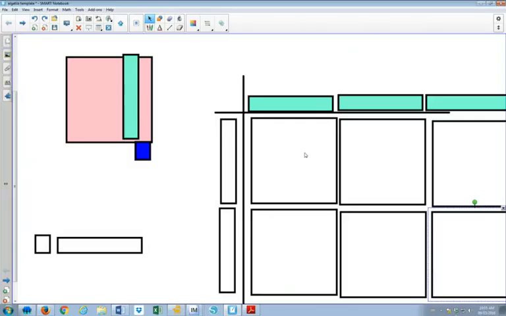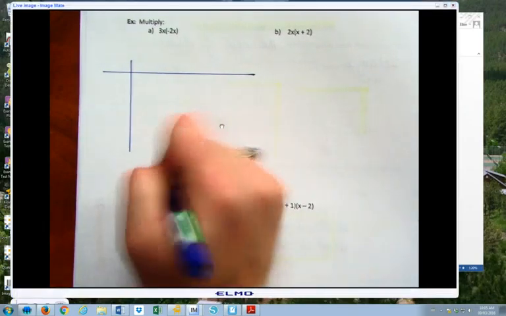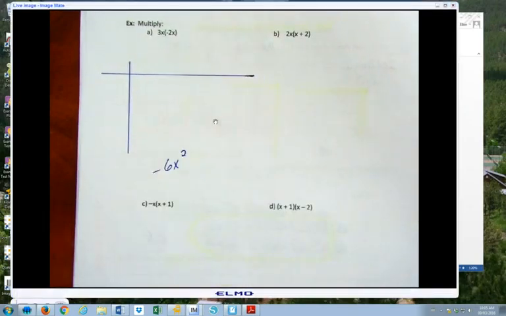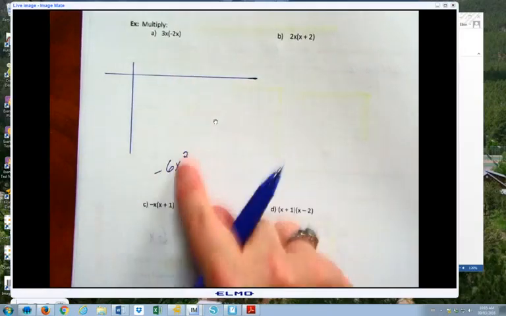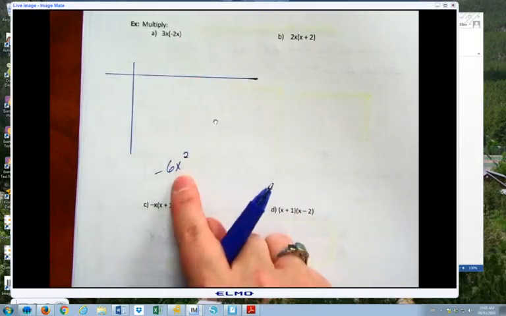Let's just repeat, why did I make them white and not colored? Different signs, white, a negative times a positive is a negative. And now we just count that bottom corner. What do I have there? We do indeed have negative 6x squared. So 3x times negative 2x is negative 6x squared. Notice what happened to the exponent there. We'll talk about that a little bit more tomorrow.